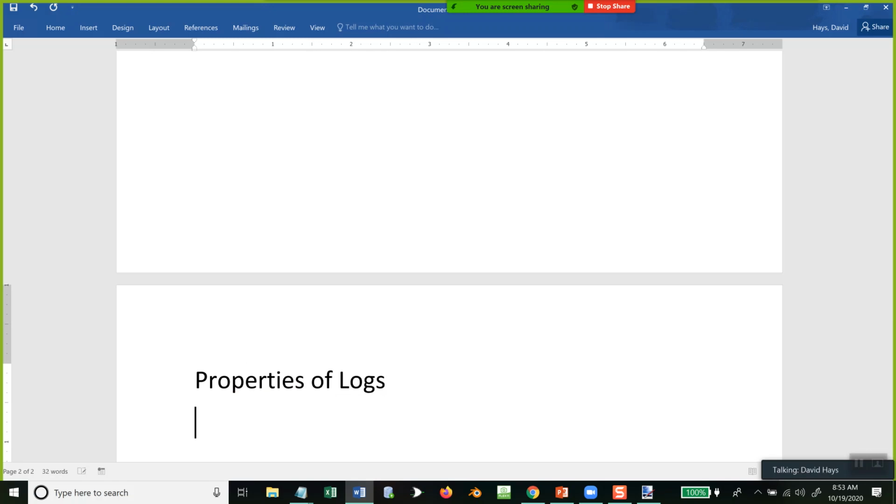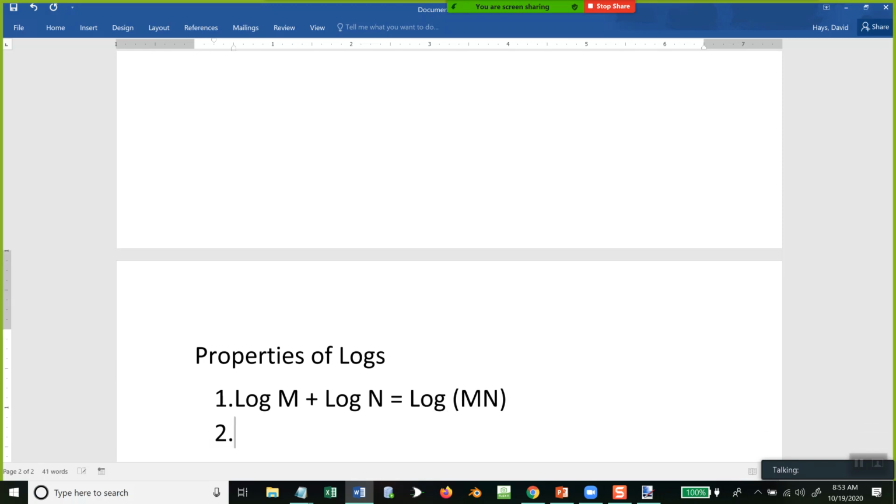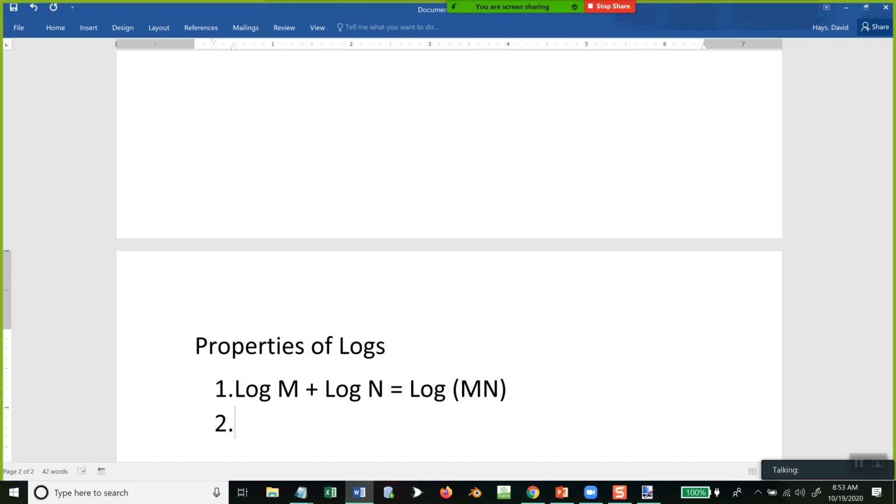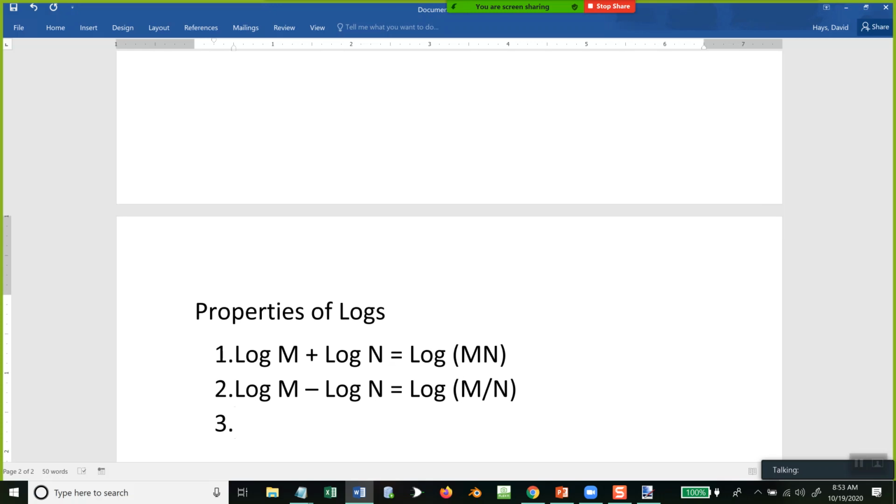We've got three main properties of logs. If you have log of m plus log of n, you can rewrite that as log mn. So addition becomes multiplication, or going the other way, multiplication becomes addition. Log m minus log n is equal to log m divided by n. Subtraction becomes division, or going the other direction, division becomes subtraction.